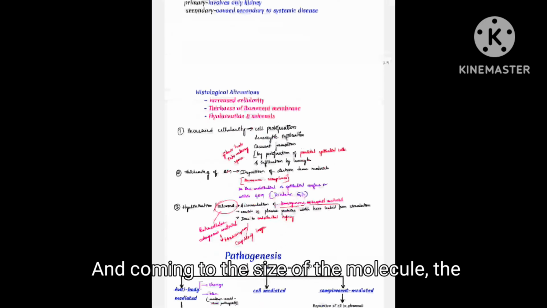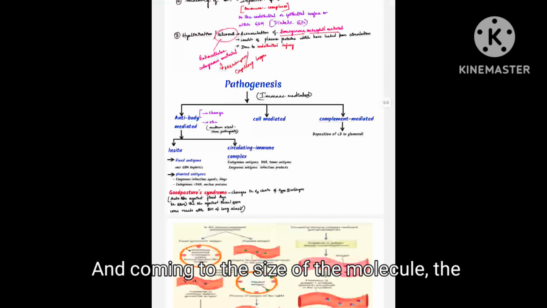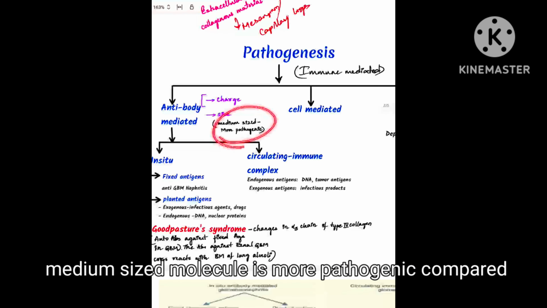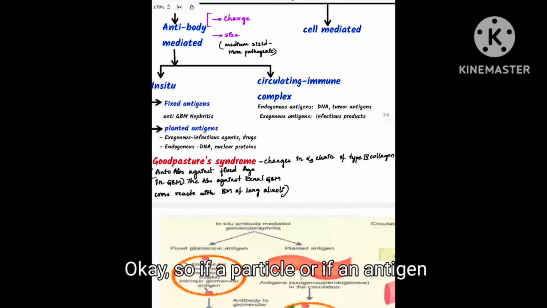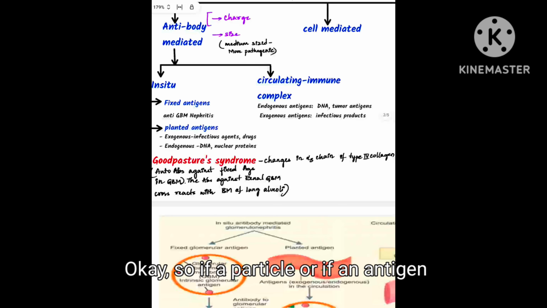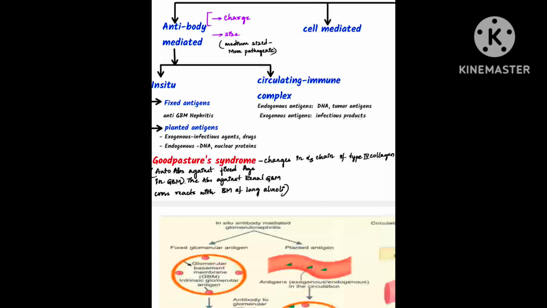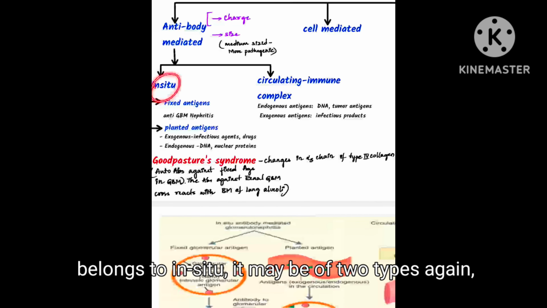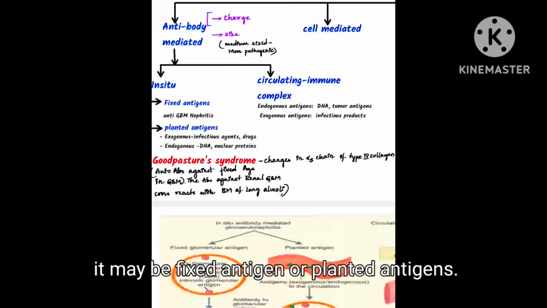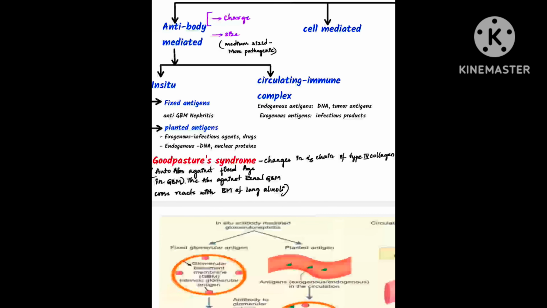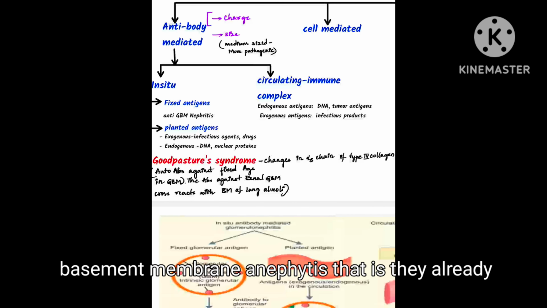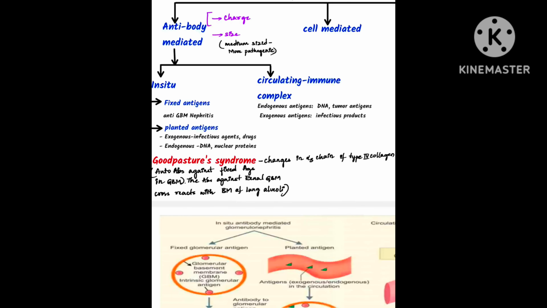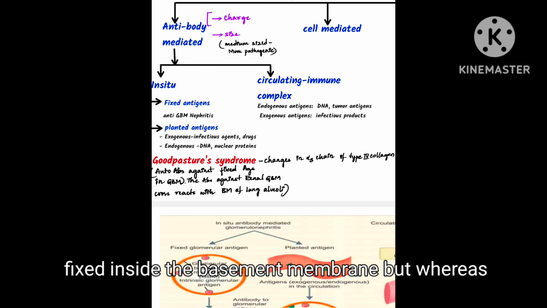And coming to the size of the molecule, the medium sized molecule is more pathogenic compared to small size and large size. Okay, so if an antigen belongs to in situ, it may be of two types again. It may be fixed antigens or planted antigens. Fixed antigens means anti-glomerular basement membrane nephritis, that is, they're already fixed inside the basement membrane.